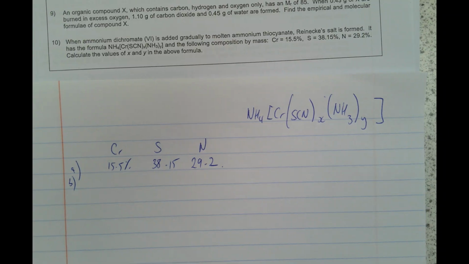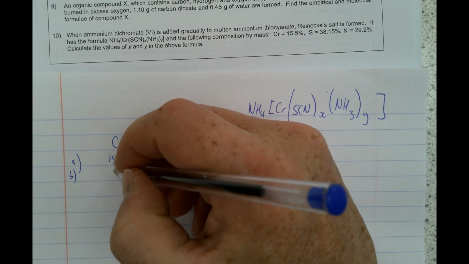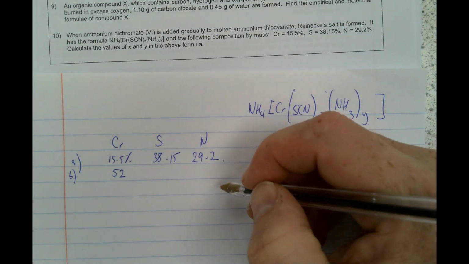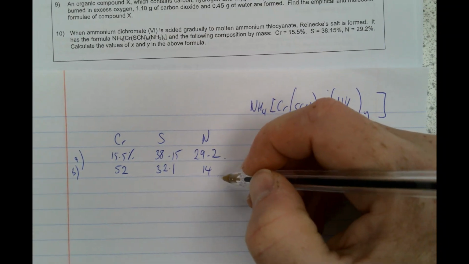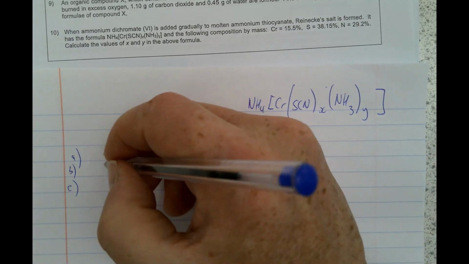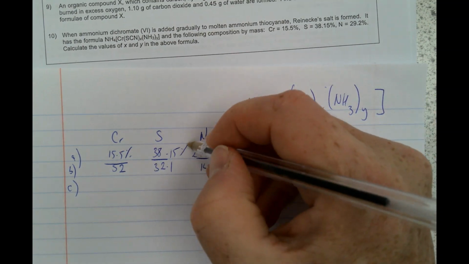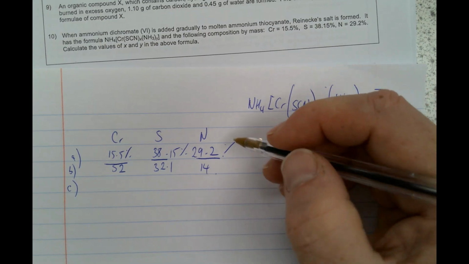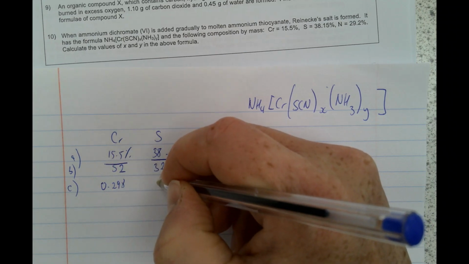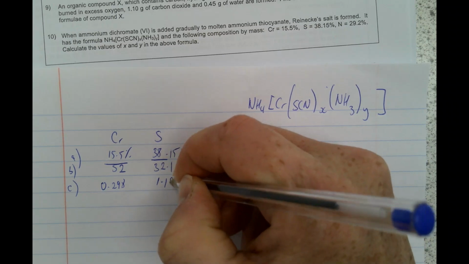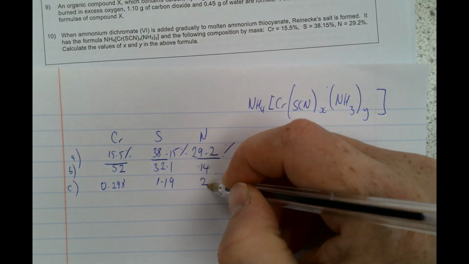Okay, so if you divide those by the atomic masses for each of them, so chromium is 52, sulfur's 32.1, nitrogen 14, you get these numbers. So 15.5, that and that. It doesn't matter whether it's percentages or mass, percentage by mass, you do the same approach and you get the molar ratio, which is 0.298, 1.19, and 2.09.